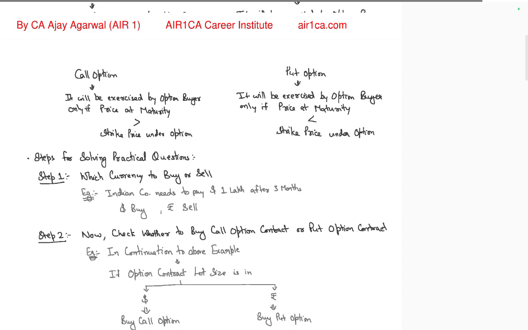A call option will be exercised by the buyer only if the price at maturity is higher than the strike price. A put option is exercised by the buyer only if the price at maturity is less than the strike price of the option.